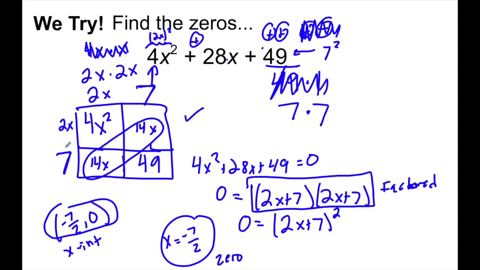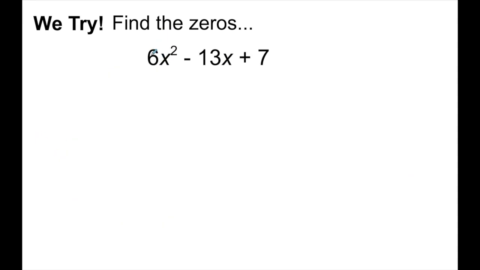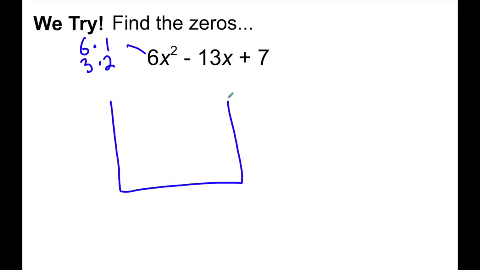All right, so another example we can try is this one right here. This one's gonna be tough because of how 6 breaks down. Again, I can have 6 break down as 6 times 1. I can have 6 break down as 3 times 2, right? So you can see what makes this difficult is the increasing number of ways that the A and the C can break down. Okay, that's where things get tricky.